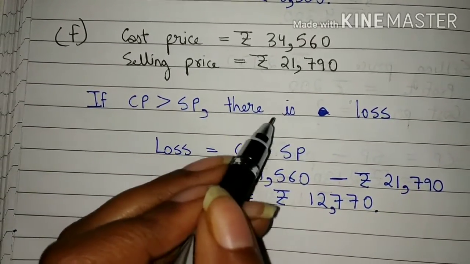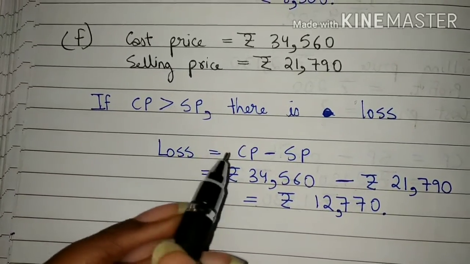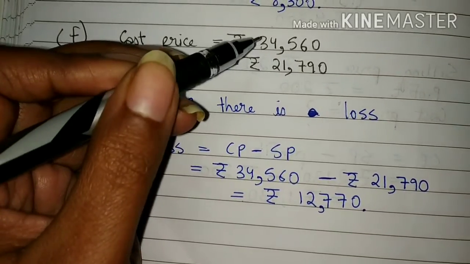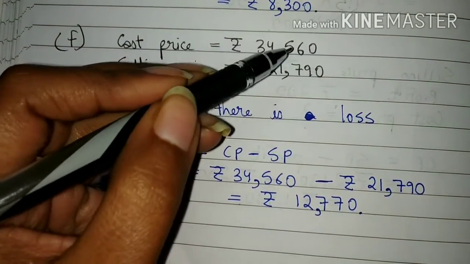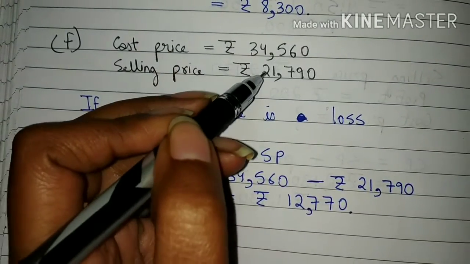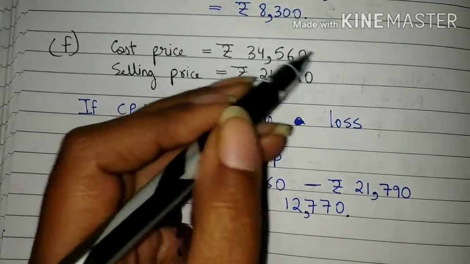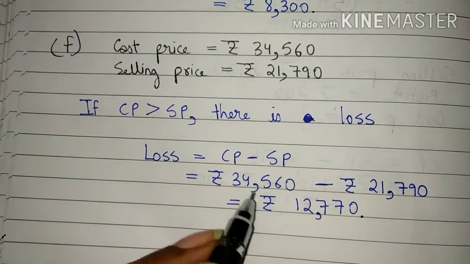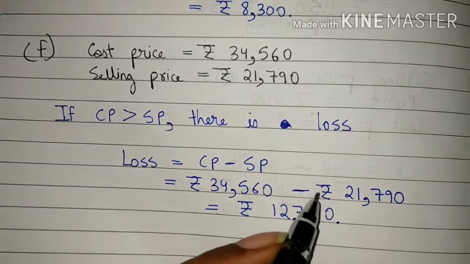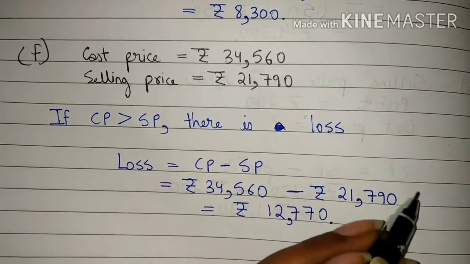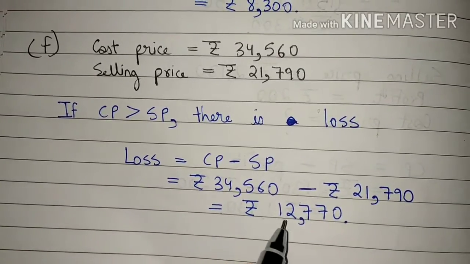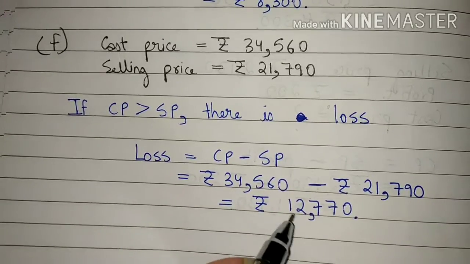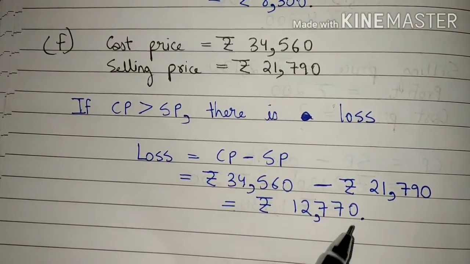Students, how will you calculate loss? Loss is equal to cost price minus selling price. Cost price is rupees 34,560 and selling price is rupees 21,790. So, rupees 34,560 minus rupees 21,790 is rupees 12,770. So, loss is rupees 12,770.